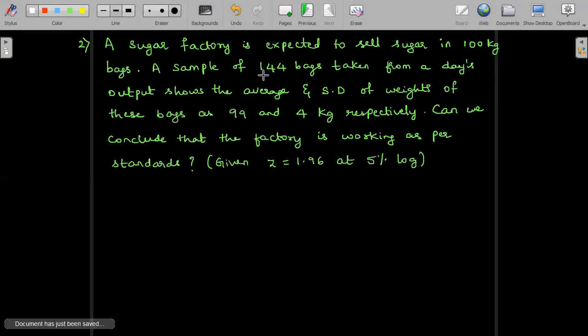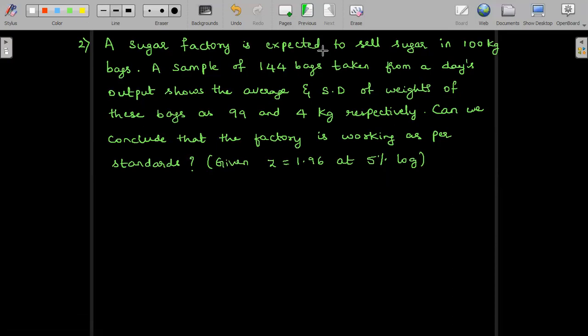So when we collect a sample of 144 bags, for that the average or the mean is 99 and the standard deviation is 4. So the question is, can we conclude that the factory is working as per standards? And we need to evaluate the Z test or the Z value at 5% level of significance.